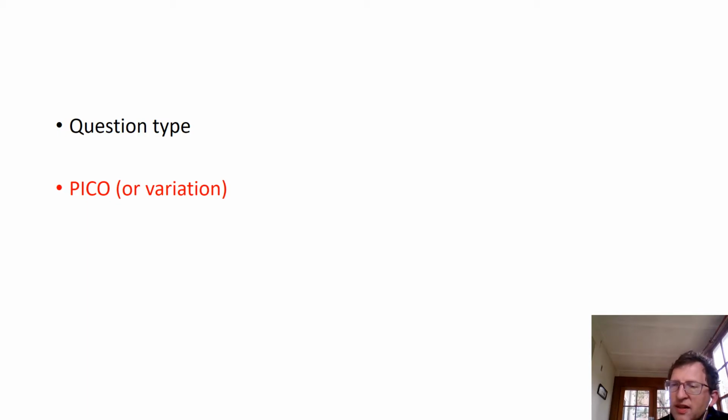And the reason we did that is that when we do the next step, which is to search, we want to match the question type in the PICO of Jack to the article. We're going to choose our articles based on how well they match these two things.